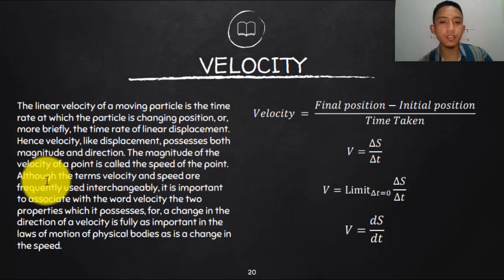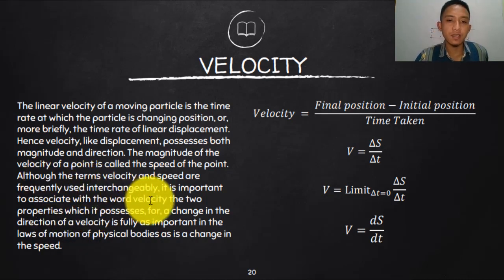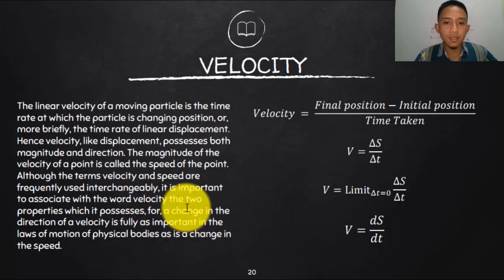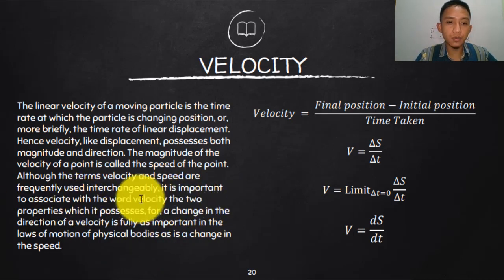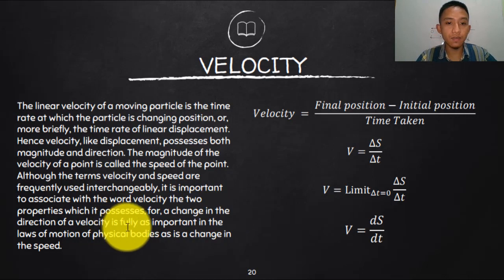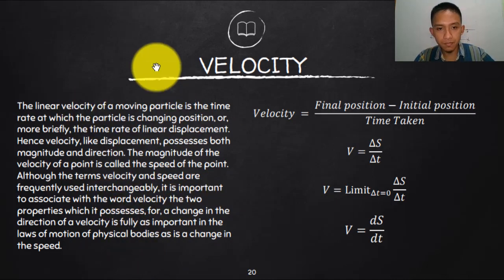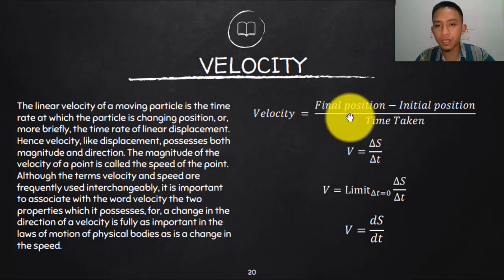Although the terms velocity and speed are frequently used interchangeably, since they are the same, only that the other one has direction, it is important to associate with the word velocity the two properties which it possesses. For a change in the direction of a velocity is fully as important in the laws of motion of physical bodies as a change in the speed. So that is a very long definition.